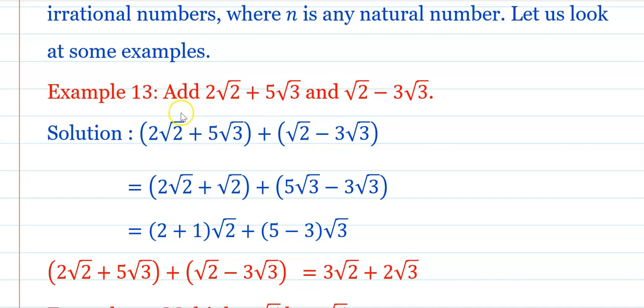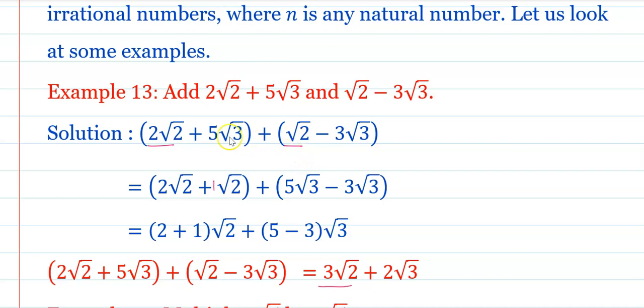Add 2 root 2 plus 5 root 3 and root 2 minus 3 root 3. Now the solution: 2 root 2 plus 5 root 3 plus root 2 minus 3 root 3. Collect the like terms. Here is 2 root 2 and only the root 2. Collect 2 root 2 plus root 2. Then 2 plus 1 is 3. Here you will get 3 root 2.